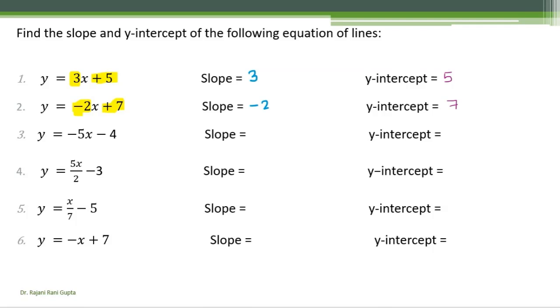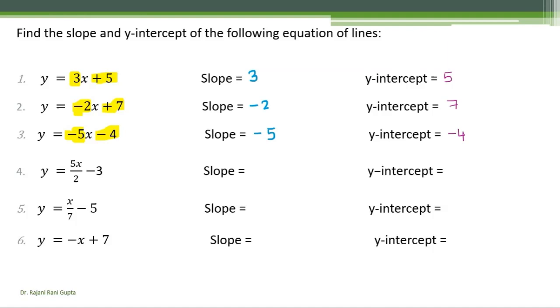Then in the third example, when y = -5x - 4, if you look at it, the coefficient of x is minus 5. Hence the slope is minus 5. And the constant term is minus 4. By default, it's supposed to be plus, but now since it's minus 4, the y-intercept becomes minus 4.